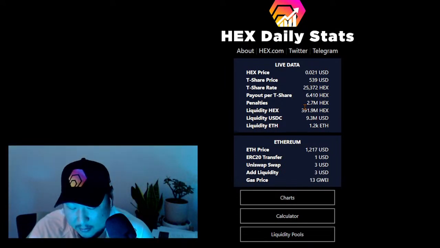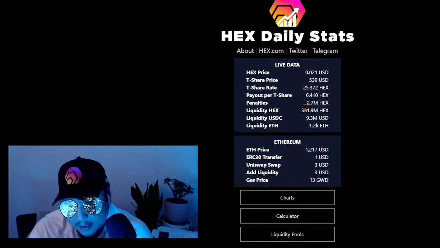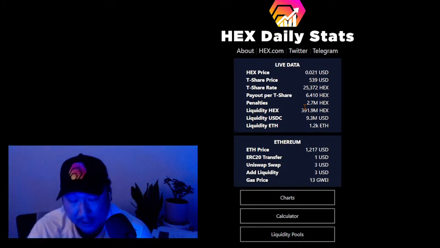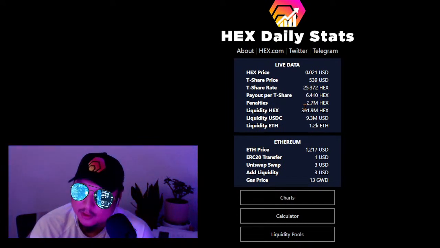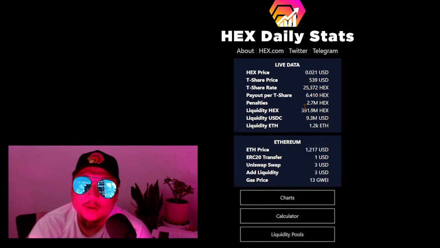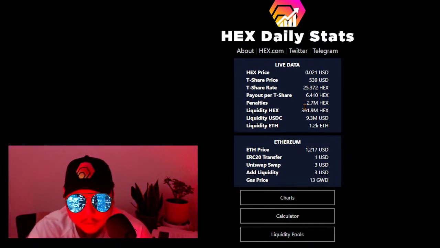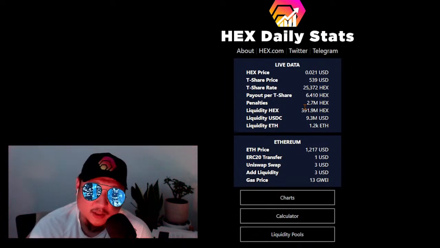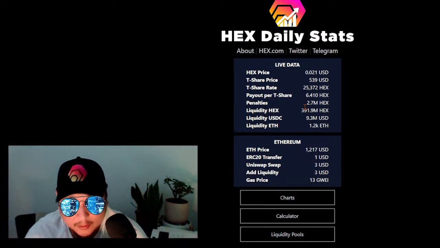That's confusing, but it means that for the exact same amount of T-shares, you will most likely have to stake out longer or stake more HEX to obtain the same amount of T-shares, is basically what I'm saying.